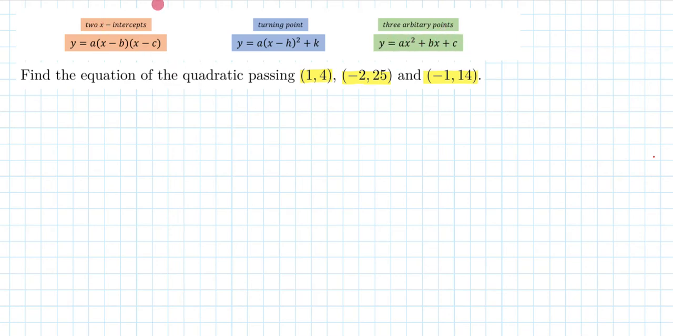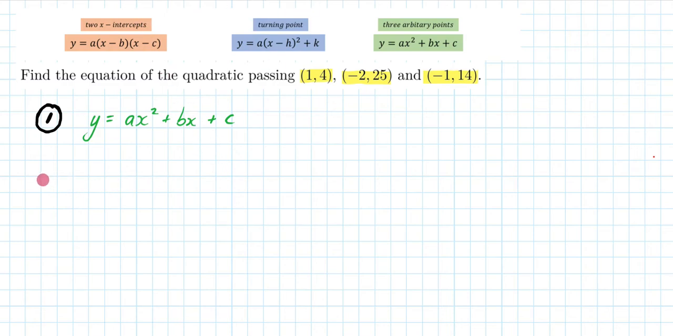Now, our first step in answering this question will be determining which rule we are going to use. And we're going to determine that by looking at the points we are given. None of these points are x-intercepts. They seem to just be three arbitrary points. So that means we're going to be using this rule right here. So step number one will be writing that down. So I'm just going to copy it out. y equals ax squared plus bx plus c. Perfect. That's our first step.